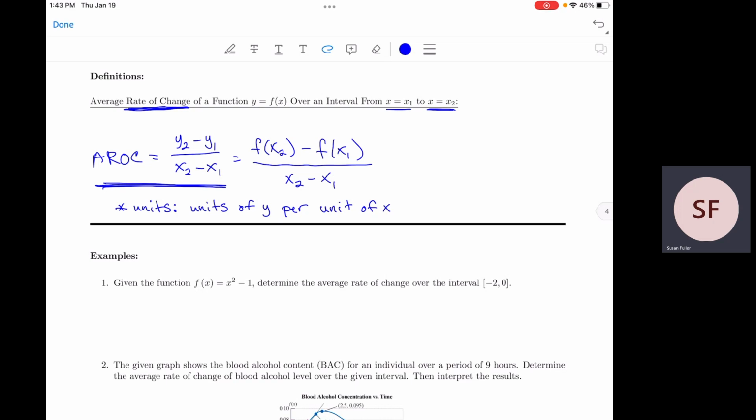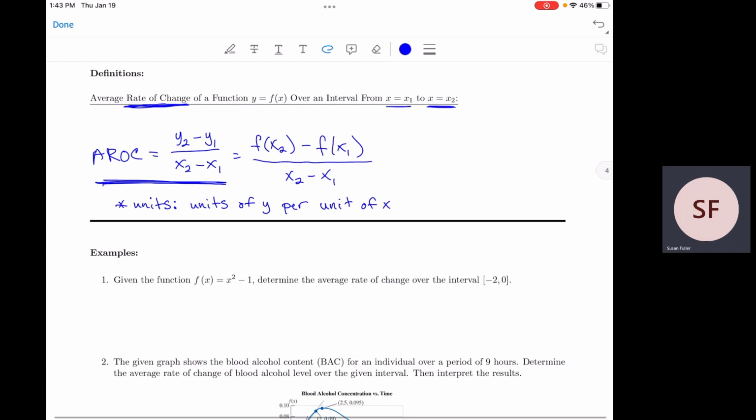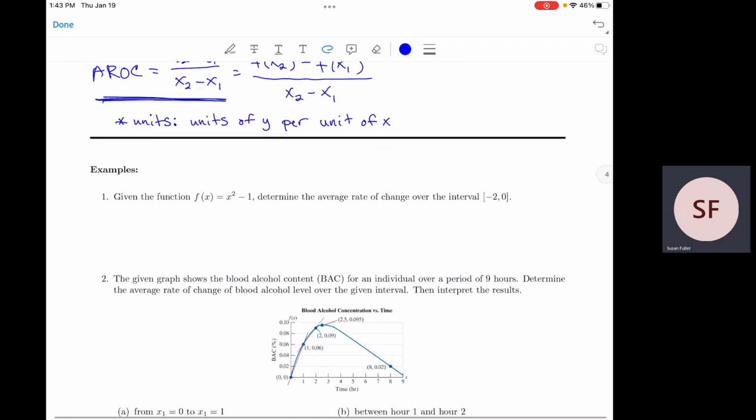And I think those units really will help you figure out what the number that comes out of this formula means. I think that's super helpful. So it's units of y per unit of x. You just have to figure out what x and y represent and what their units are for that.